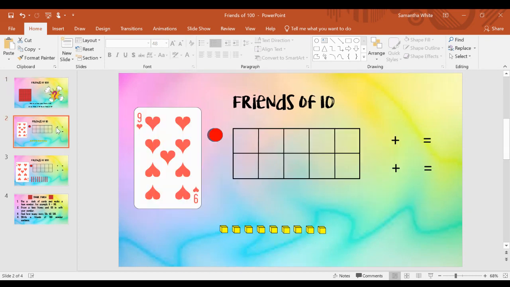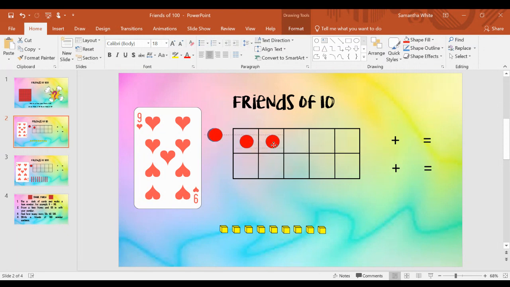We have friends of 10, which I'm sure that you are all magnificent at. Let's recap what our friends of 10 are. I have flipped a card from my deck of cards and I have the number 9. I'm going to plot my number 9 onto the tens frame. So I have 5 so far, 6, 7, 8, and 9.